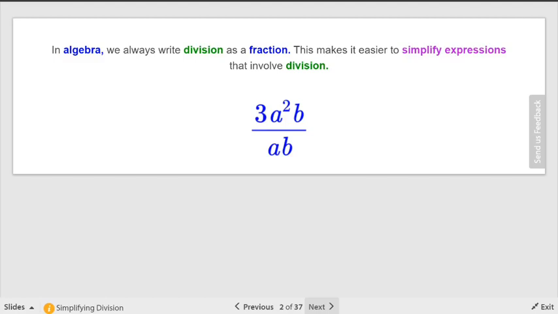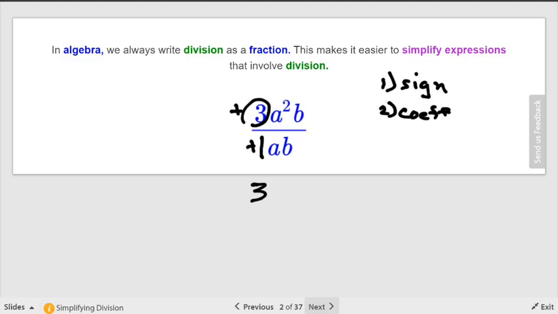Good. So if you look at this one, for example, we have 3a squared b divided by ab. Okay. We're just going to take this in pieces. First, determine the sign, but it's a positive divided by a positive, so this is going to stay a what? Positive. Then we're going to divide the coefficients, but you notice there's a 3 here. What number is in the bottom if there is no number? 1. Be careful. A 1. And 3 divided by 1 just stays what? 3.